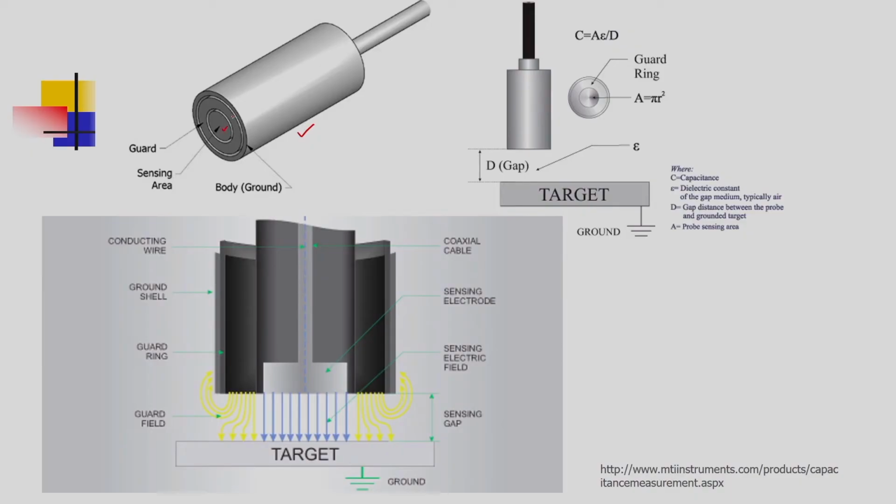A typical industrial construction of these capacitive sensors is seen on your screen. This is the sensing area, which is small. However, the sensing area is guarded by the guard area, and the guard construction and the sensing construction are enclosed in a body.